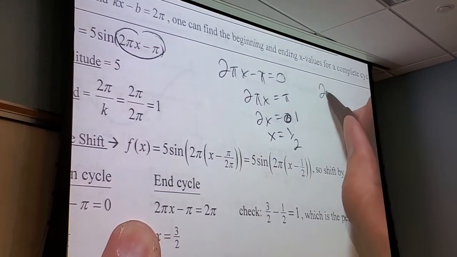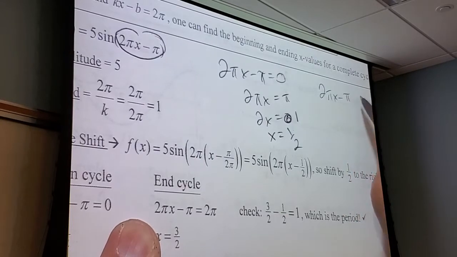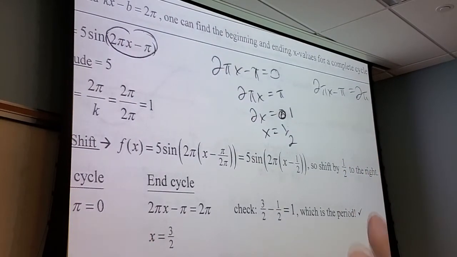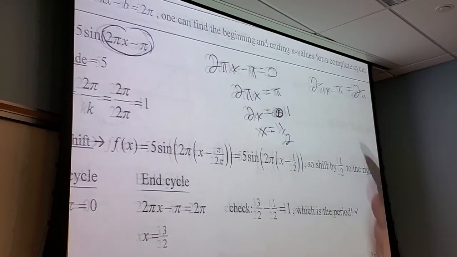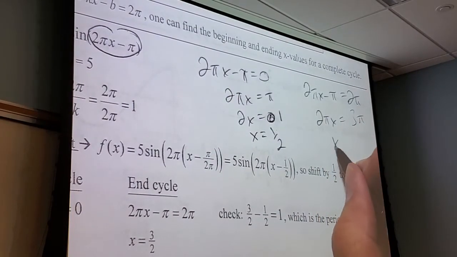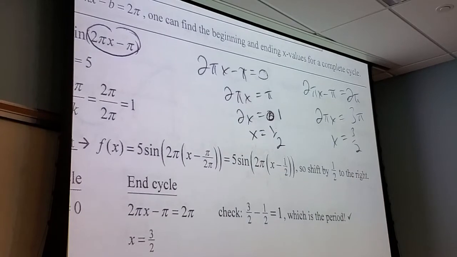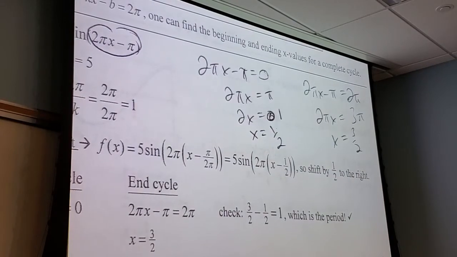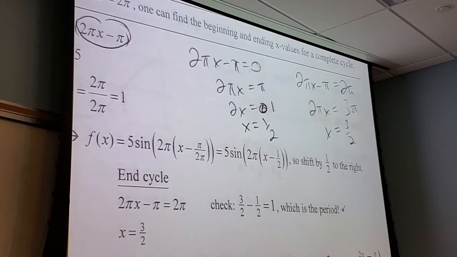If I make the inside equal to 2 pi, which is where I normally end, and I solve, add the pi, divide by 2 pi, I get 3/2. So normally we start at 0 and we end at 2 pi. This function is going to start at 1/2 and end at 3/2.